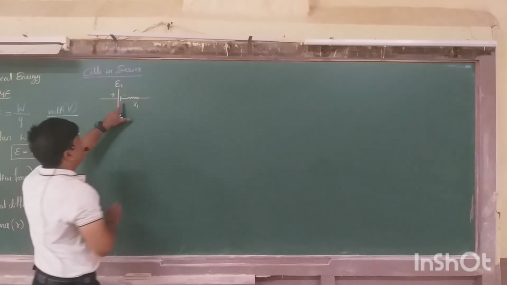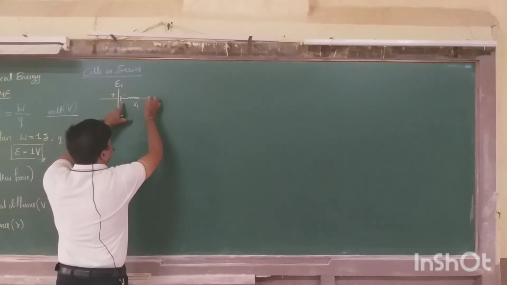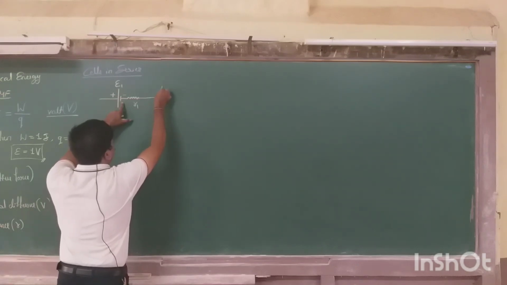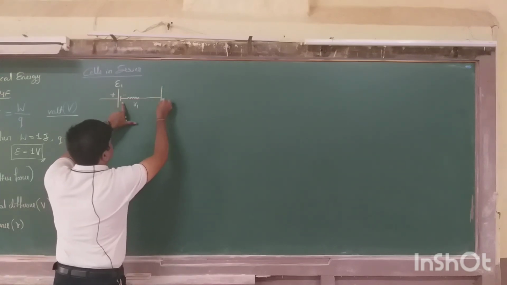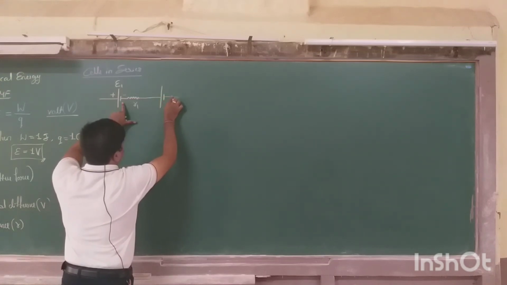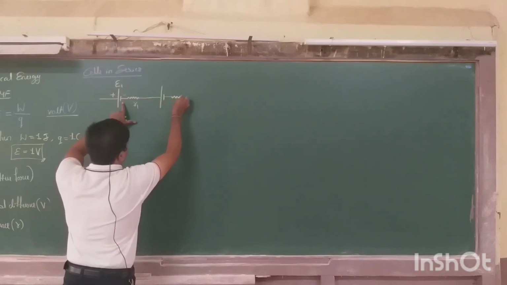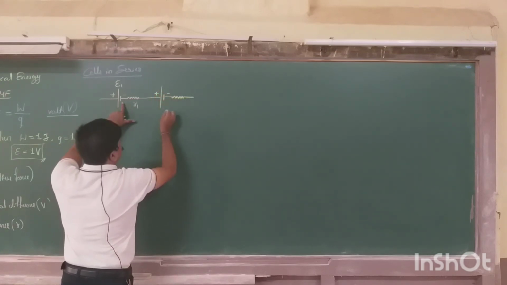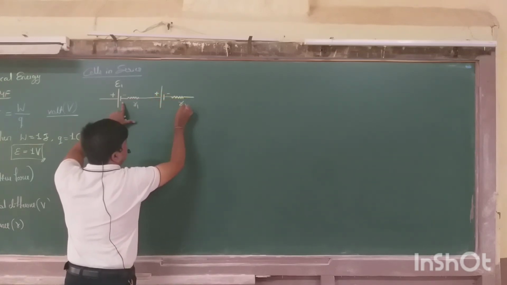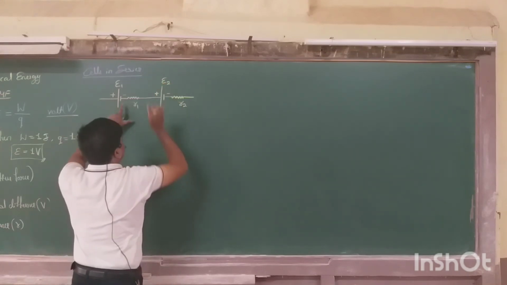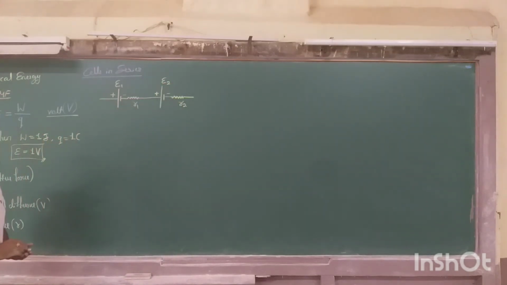The negative terminal of the first cell is connected to the positive terminal of the second cell. R2 is the internal resistance of the second cell and E2 is the EMF of the second cell.